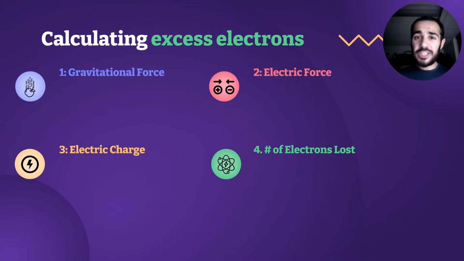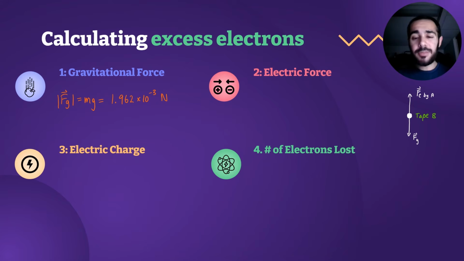Now, the main objective of this lab was to calculate the amount of excess electrons that were removed from the positively charged piece of tape. Well, this requires us to go through four main steps. First up, let's consider the gravitational force that acts upon our system, which was tape B. Well, that's just equal to its mass times the gravitational acceleration.